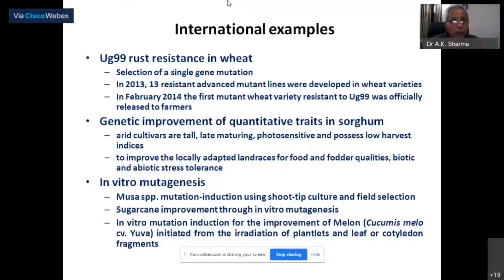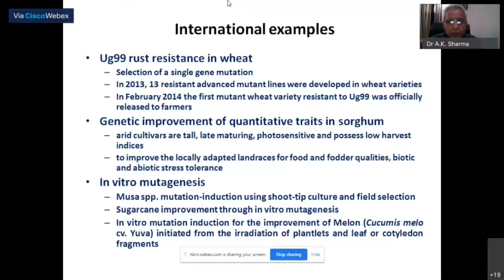And this UG99, which was actually detected as a single gene mutation from Uganda, has been a big problem. Now we have mutant varieties which were discovered, and 13 resistant advanced mutant lines were developed in wheat varieties. In February 2014, the first mutant wheat variety resistant to UG99 was officially released to farmers. So this is one example of a mutation breeding program which has been very successful.